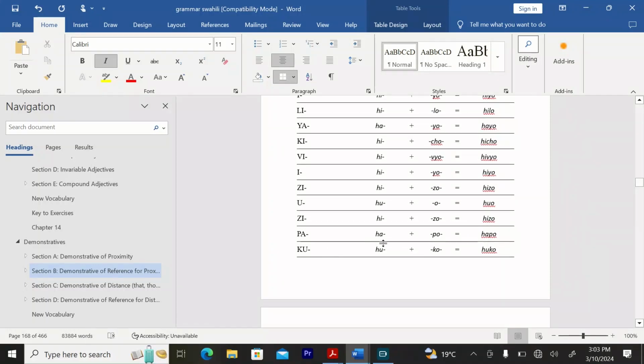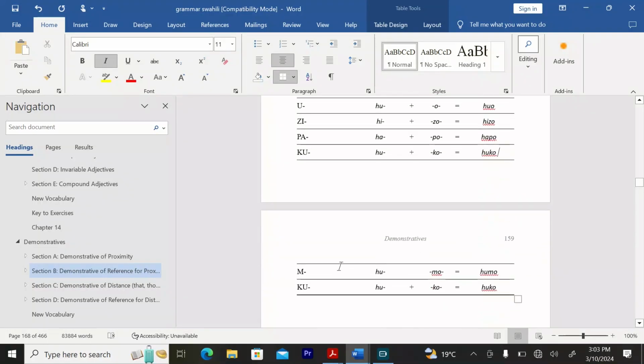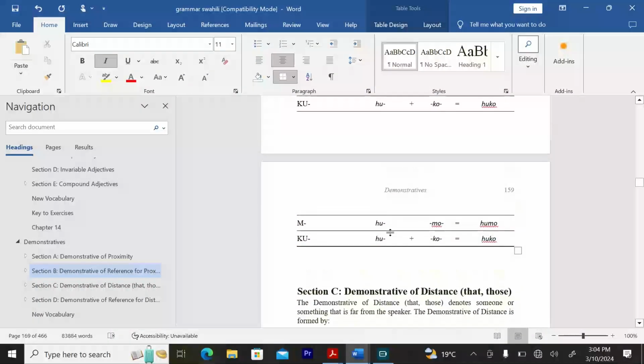Then we have pa, ha plus po to form hapo, and ku, hu plus ko, we have huko. Then hu plus mo, we have humo. Well, that marks the end of the demonstrative of reference for proximity.